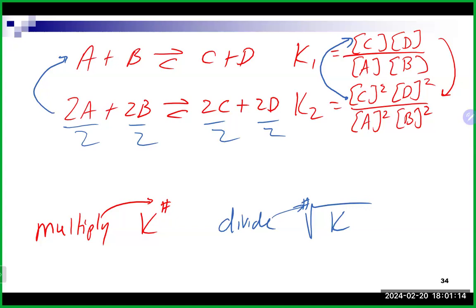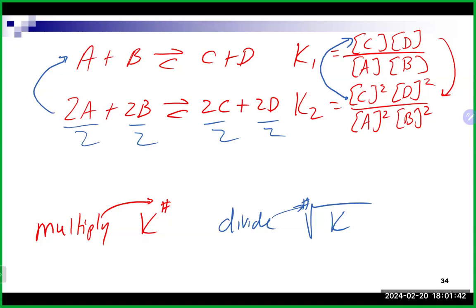Again, the mistakes people make: when adding equations together, they add the K values instead of multiplying. When they reverse the reaction, instead of taking 1 over K, they take the negative, which they should not do. And on this one, they multiply or divide by the number when they should be taking K to that power or to the root of that. Those are very common errors.